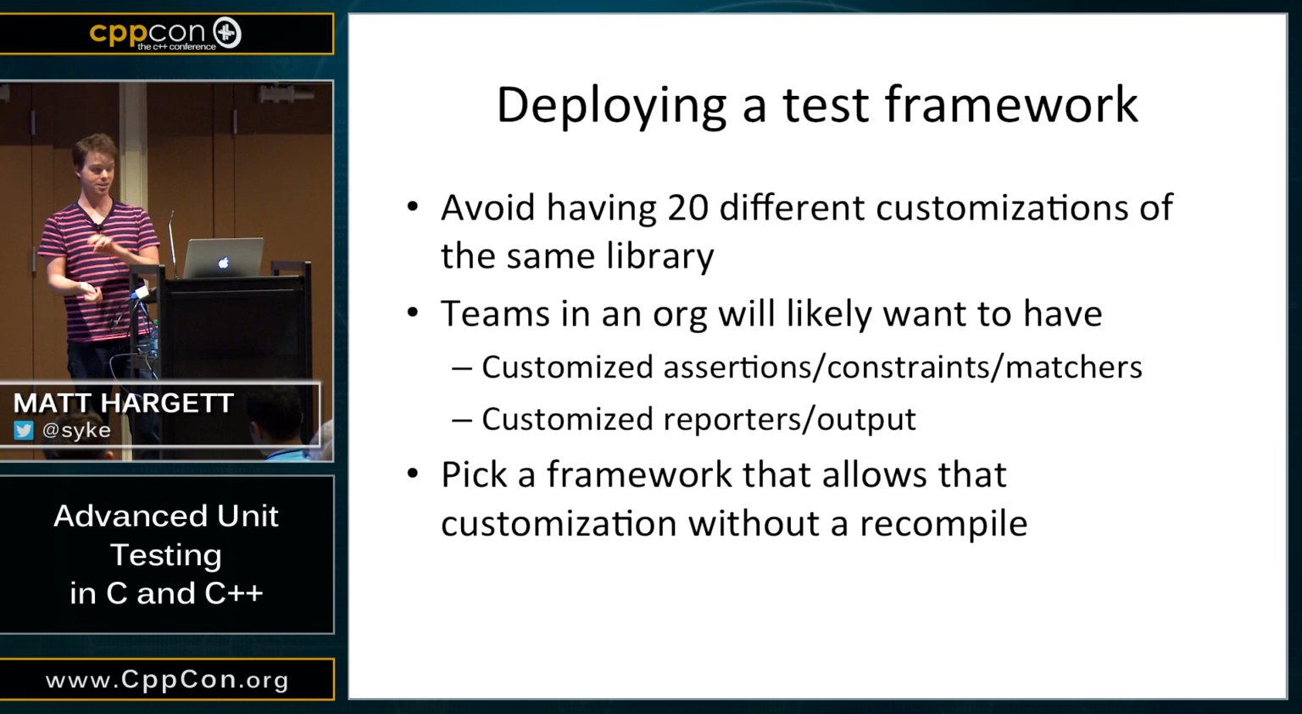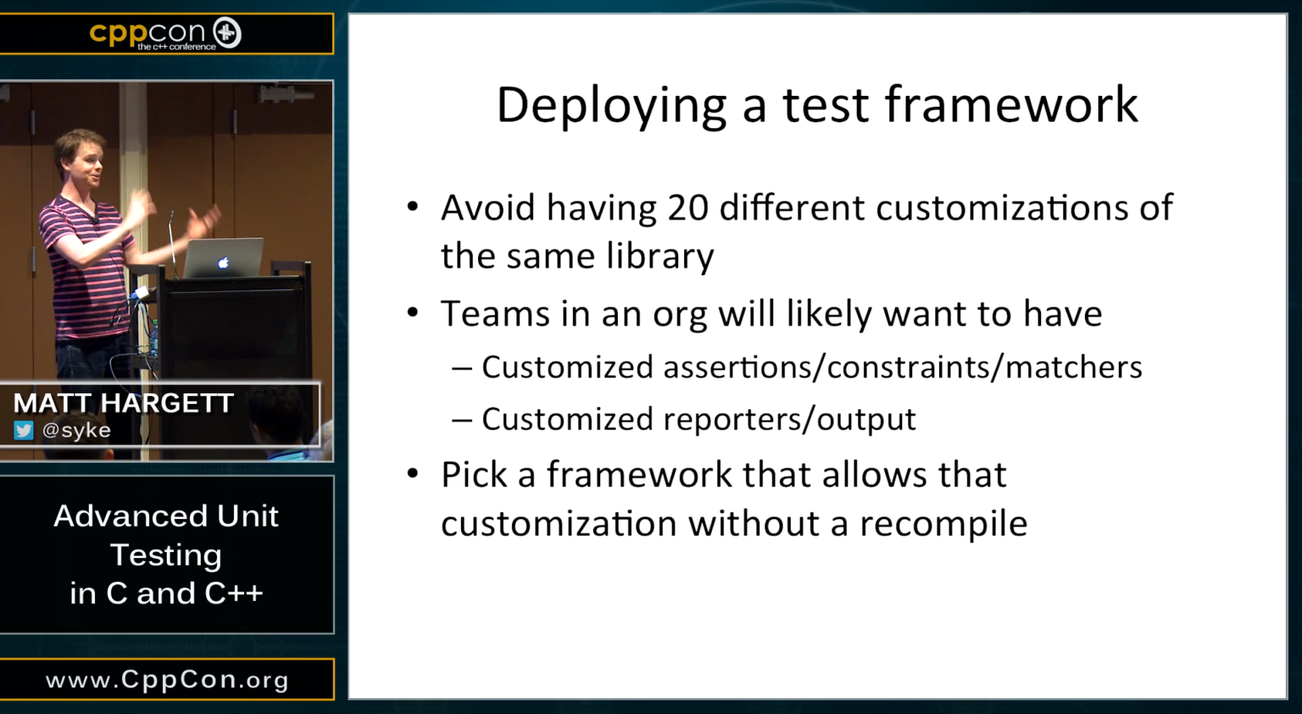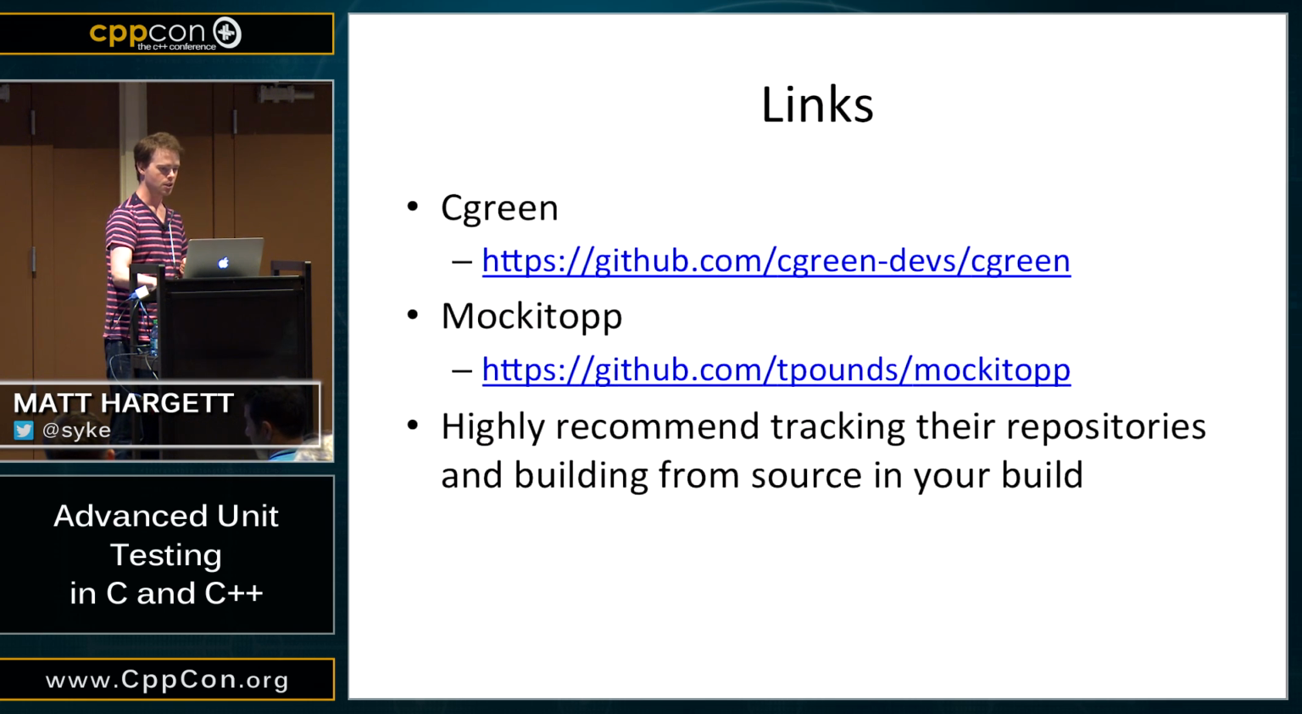We talked a lot about modularity, and last year I said unit testability is modularity, is object orientation, et cetera. Pick a framework that embodies those values so that when people are using the framework, they won't learn bad things. So there's the links again to Cgreen and mockitopp. If you're going to consume those things, I would highly recommend, or gtest for that matter, or gmock if they keep their tests passing, maybe they do, I don't know, I highly recommend tracking those repositories and building from source in your build.